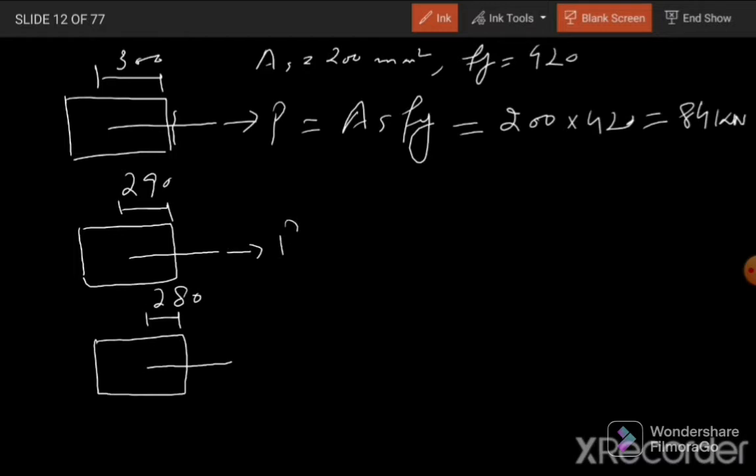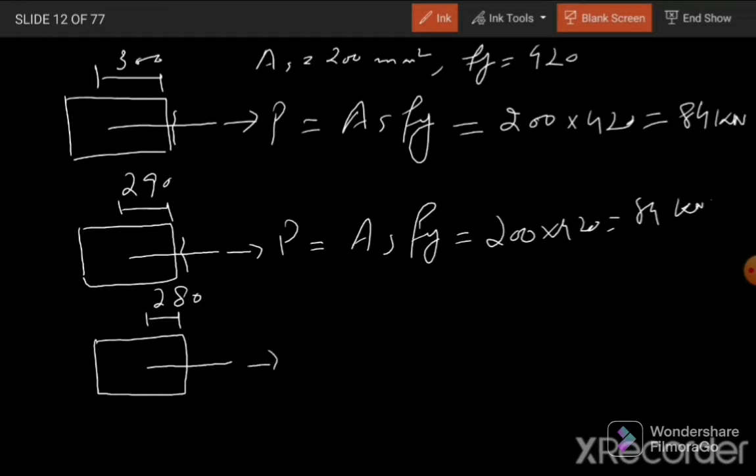In the second case, again when we apply this load P, suppose it also fails at the face of the cube due to the yielding of the bar. Again the P will be equal to AS Fy, 200 times 420, which is equal to 84 kilonewton. And for the third case, when the embedded length is 280 mm, instead of failure at this face, the bar is pulled out of this cylinder.